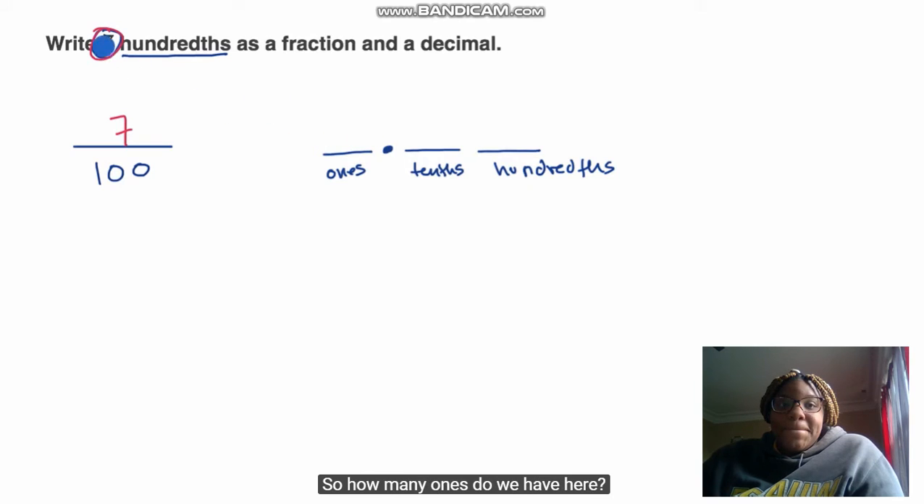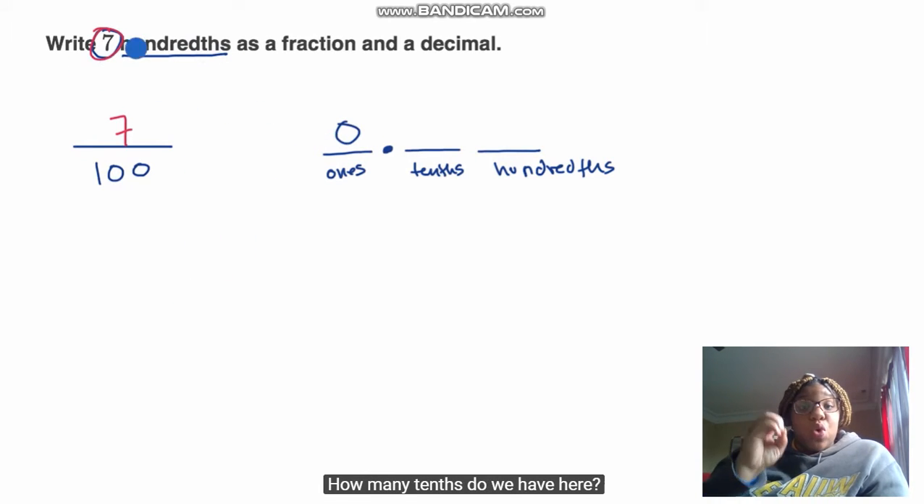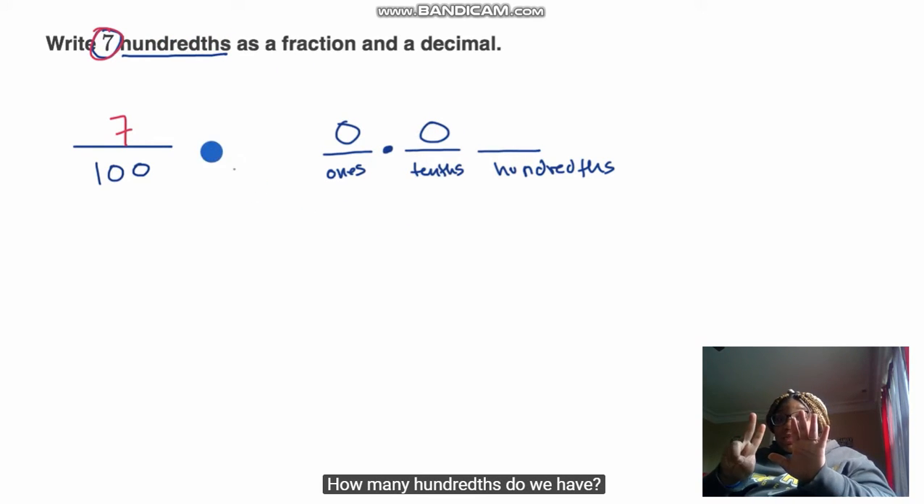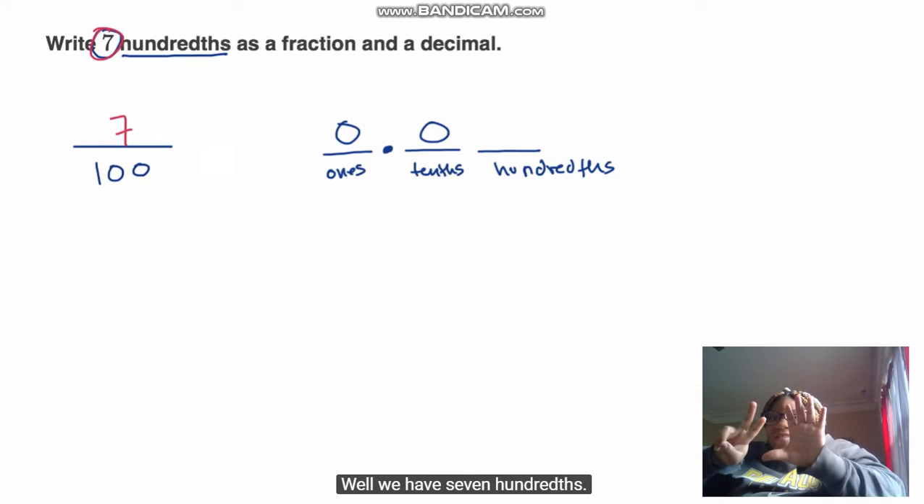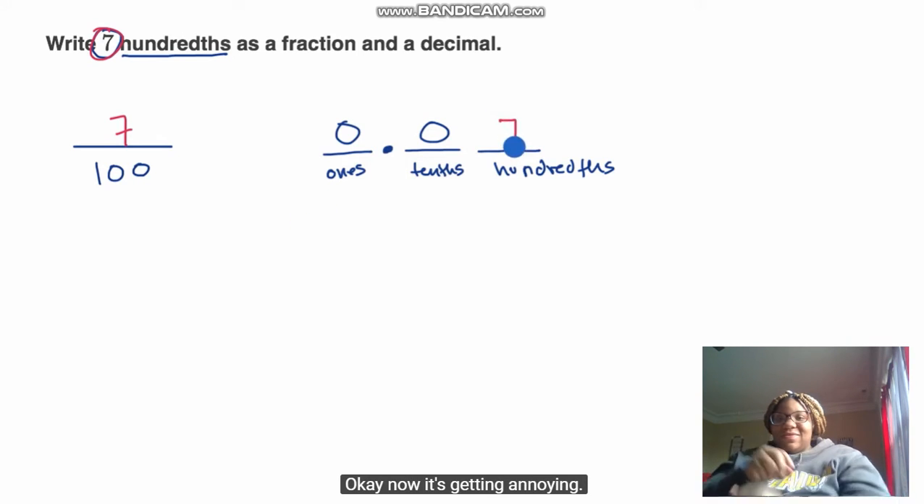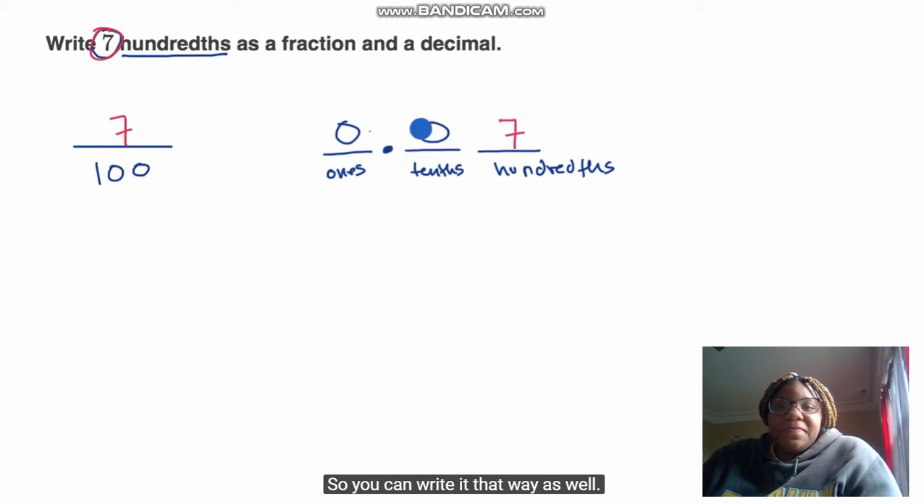So how many ones do we have here? Well, we have no ones. We have 0 ones. How many tenths do we have here? Well, we have no tenths. How many hundredths do we have? Well, we have 7/100ths. So you could write it that way as well.